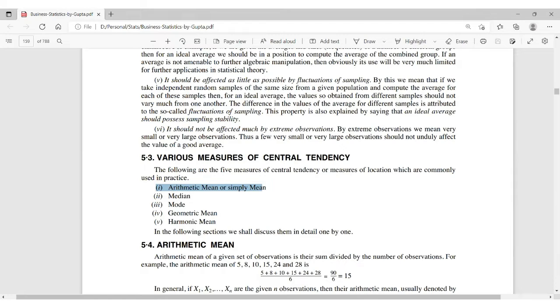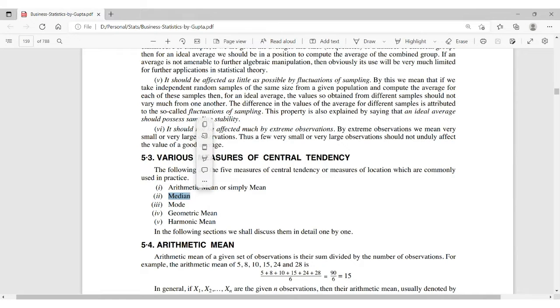And other positional averages. If you can mention it, median is a positional average, right? Second, this median is a positional average. So second is median or other positional averages.